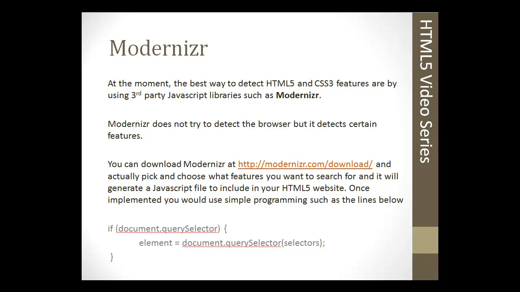And that brings us to third-party JavaScript libraries like Modernizr. Modernizr doesn't try to detect the browser, it detects the actual function or method or property. We could test for the canvas object, we could test for drag and drop, obviously, which we will be doing in the programming part of this section.